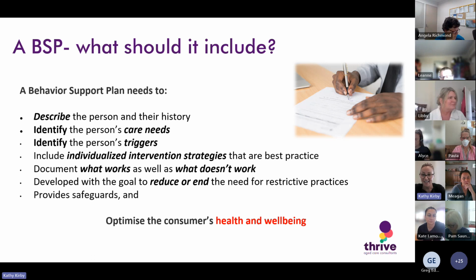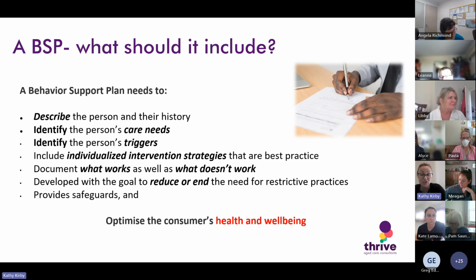We need to know what their care needs are. So what are they able to do? Let's not focus on what they can't do. Let's focus on what they can do. And we need to identify the person's triggers. And we're going to get into that more so in a minute. And we're also going to talk about individualised intervention strategies.